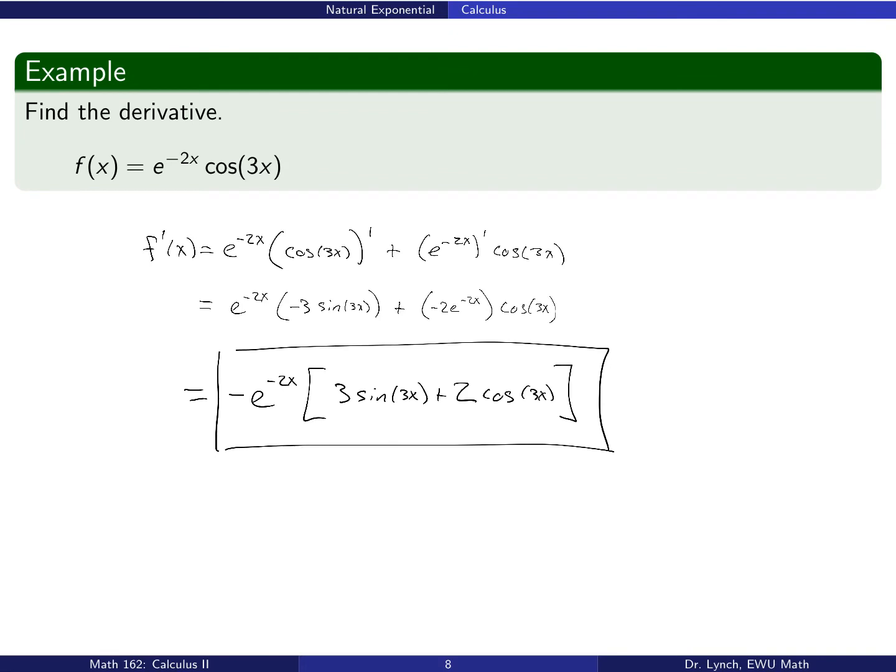So here's that derivative in all of its glory with a big minus sign out front: e to the minus 2x times the quantity 3 sine of 3x plus 2 cosine of 3x.